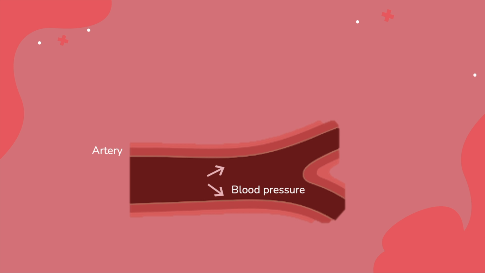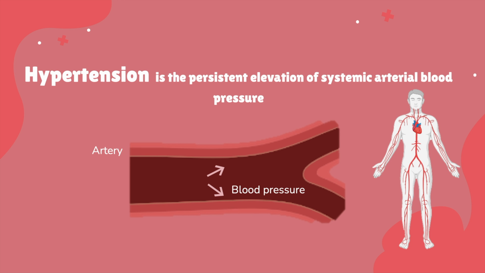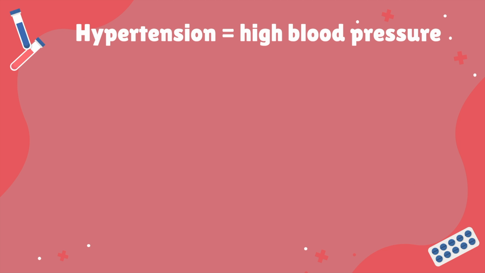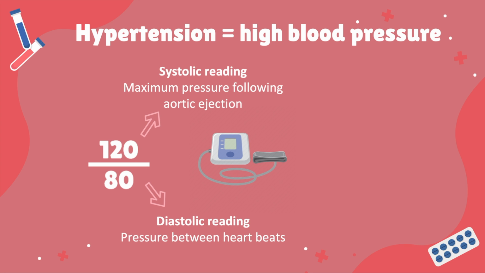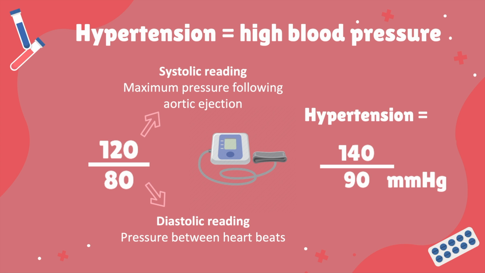Systemic arterial blood pressure is the blood pressure within the large arteries involved in systemic circulation. Hypertension is the persistent elevation of this systemic arterial blood pressure above normal levels. Hypertension is diagnosed using systolic and diastolic blood pressure readings. Systolic readings are the maximum pressure recorded after aortic ejection of the left ventricle, whilst diastolic readings measure blood pressure between heartbeats. An ideal reading is 120/80. However, a reading of 140/90 or higher classifies an individual as having hypertension.